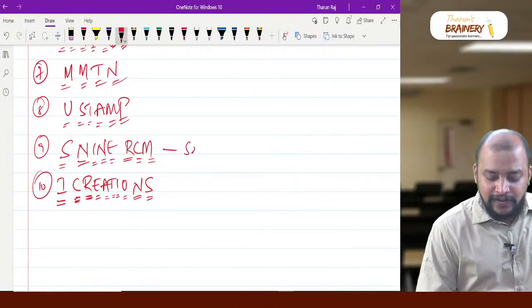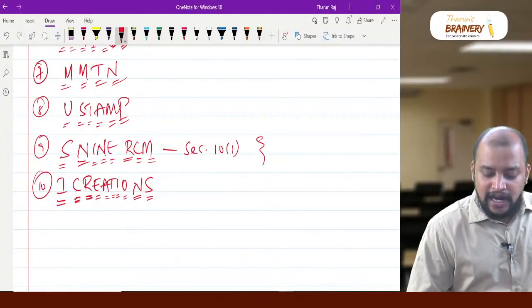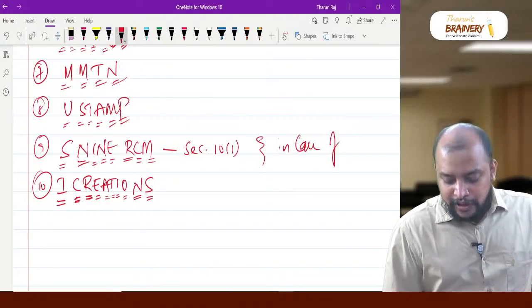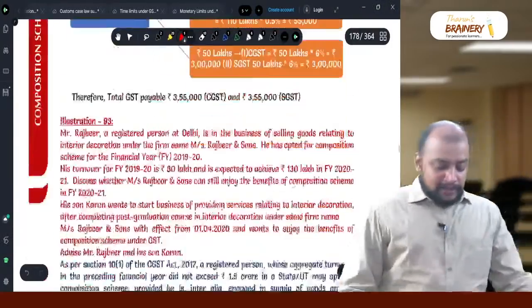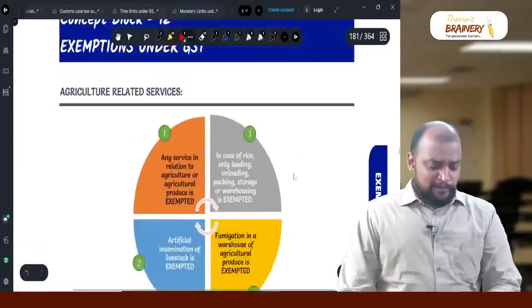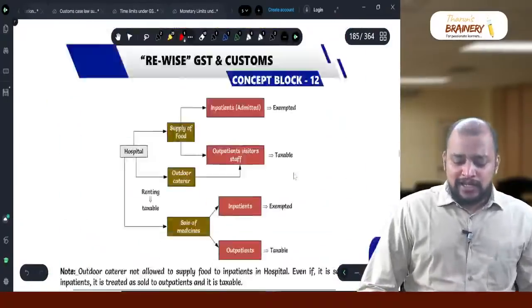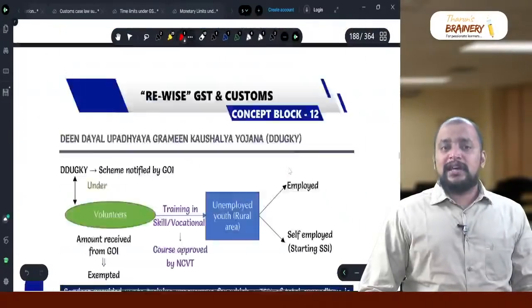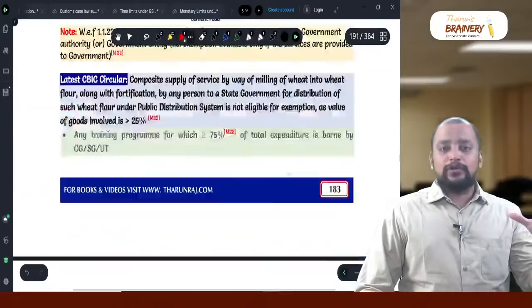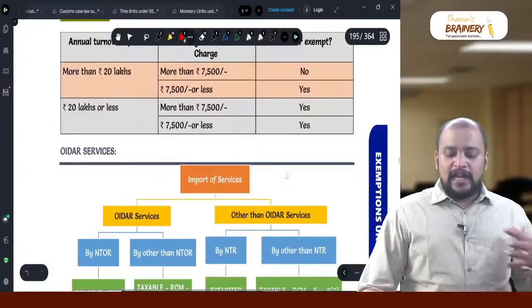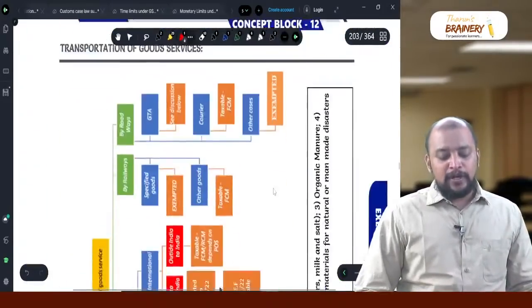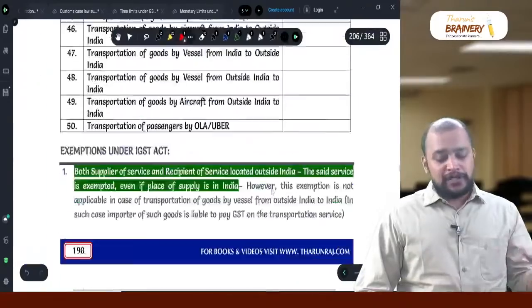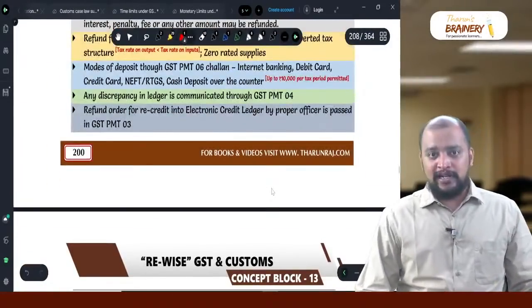So that is this. Next, in case of 10.2A, 9 RCM are the conditions. This is in case of section 10.1, and in case of 10.2A it will be 9 RCM. Okay. Next. So that is about composition scheme. Then exemptions. In exemptions, you have to just go through those exemptions once. I hope you have already done that. If you have not, please revise it once again, because you will not get a paper without a question on exemptions. That much important it will be.